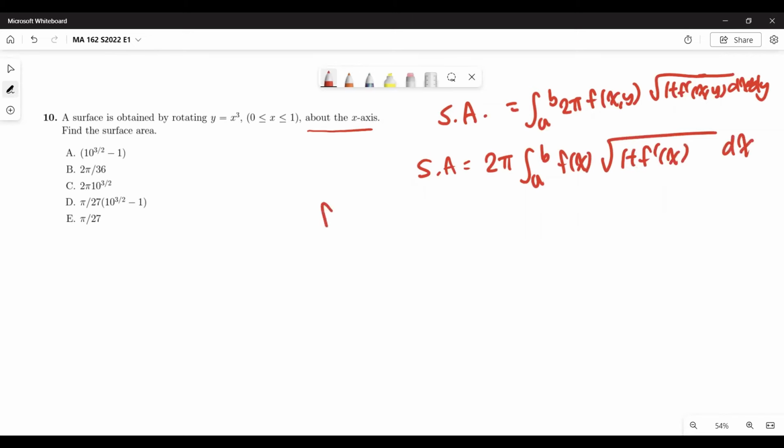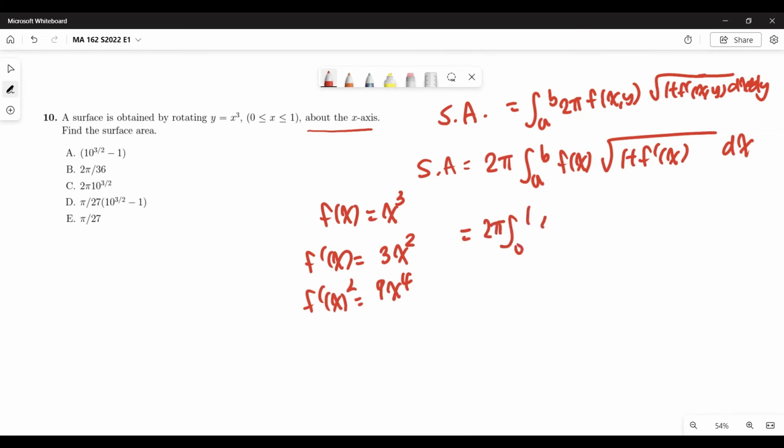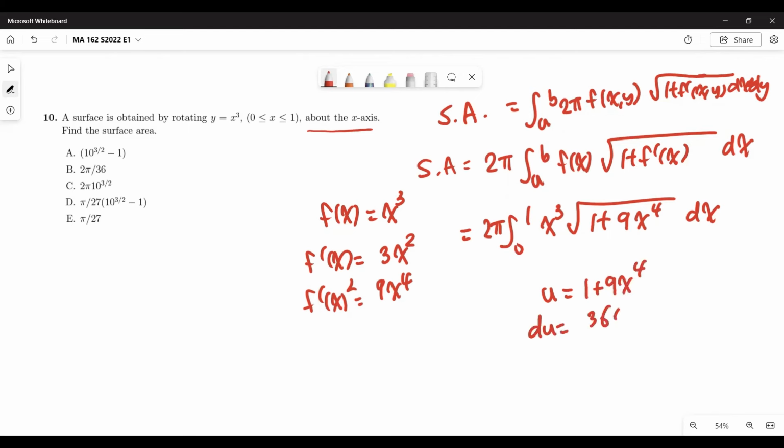So we're given f(x) is x cubed, and f prime x will be just finding the derivative, so 3x squared. So f prime x squared will be just 9x to the 4th power. And we're given it's from 0 to 1. 2 pi, 0 to 1, x cubed square root of 1 plus 9x to the 4th, dx. And let's set 1 plus 9x to the 4th as u. So u equals 1 plus 9x to the 4th. du becomes 36 x cubed dx, and then x cubed dx is just the same as du over 36.